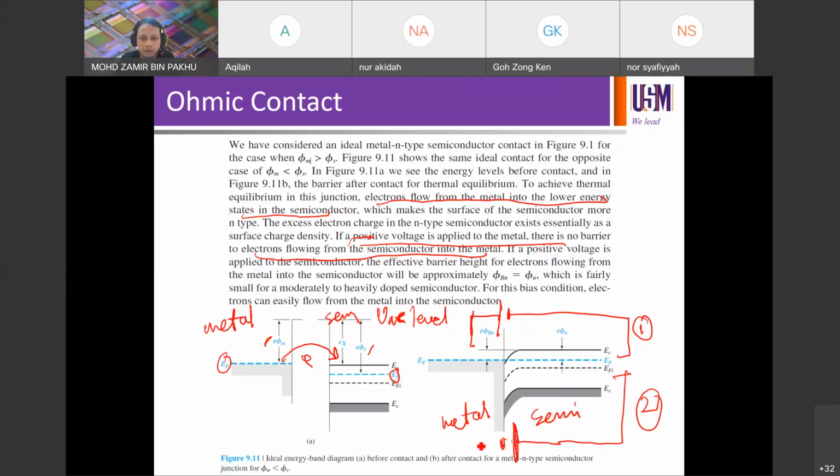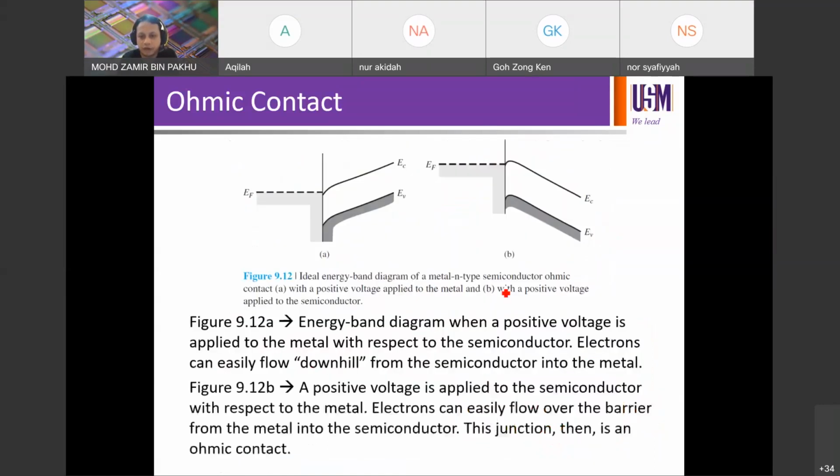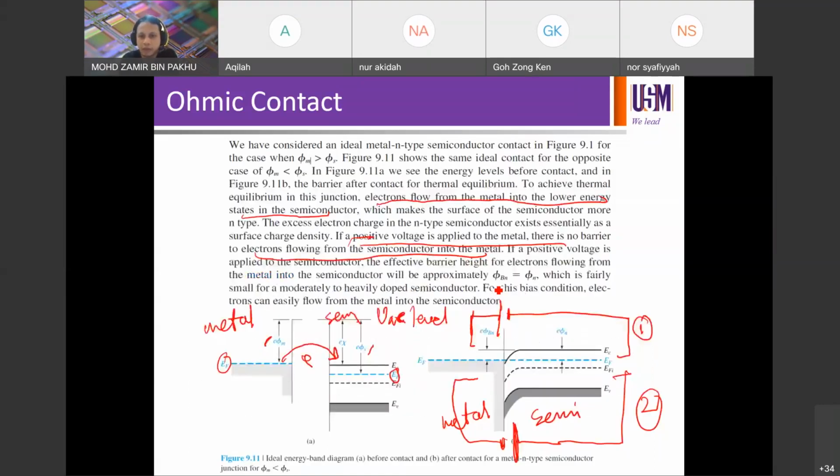Relative is always relative. If one is positive, then the other one is reference lah, reference. So effective barrier height for electrons flowing from metal into semiconductor will be approximately phi Bn equals phi n. Phi Bn and phi n are given in this diagram, okay, which is not that big, which is fairly small for a moderately to heavily doped semiconductor.